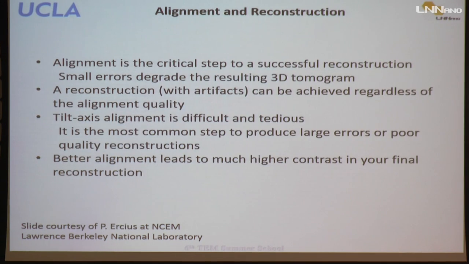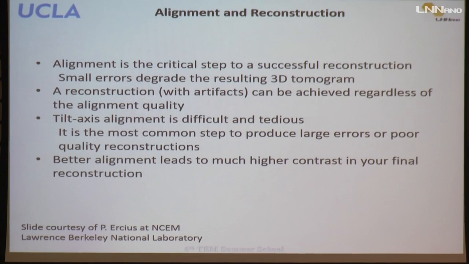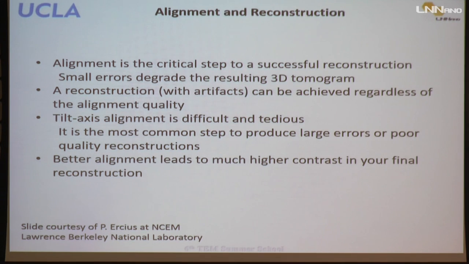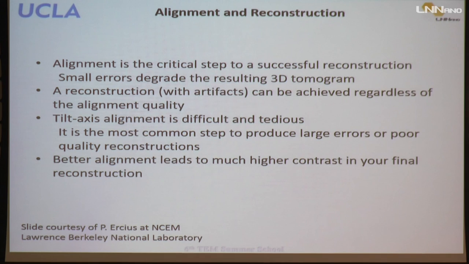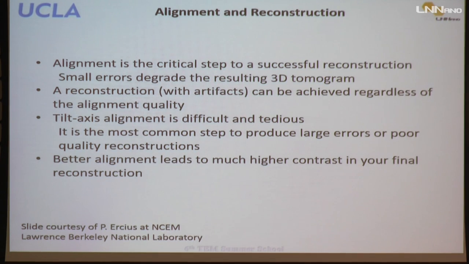So let me summarize about the alignment and reconstruction. Alignment is very important to get a very good 3D reconstruction. If you just randomly align anything and run the reconstruction software, it will give you something. It may not be correct, but getting something out of the software is easy. But making that correct object is difficult, and for that, you need very accurate alignment.